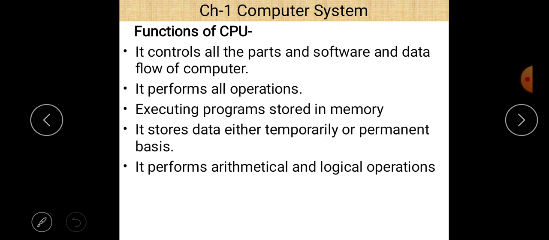Next, executing programs stored in memory. Next, it stores data either on a temporary or permanent basis. And last, it performs arithmetical and logical operations. So these are the different functions of a CPU, central processing unit. Basically it controls the entire computer system and the flow of data, and it is also responsible for executing the programs stored in the memory. It decides whether the data is stored permanently or temporarily, and it performs arithmetical and logical operations also. So these are the functions of a CPU.